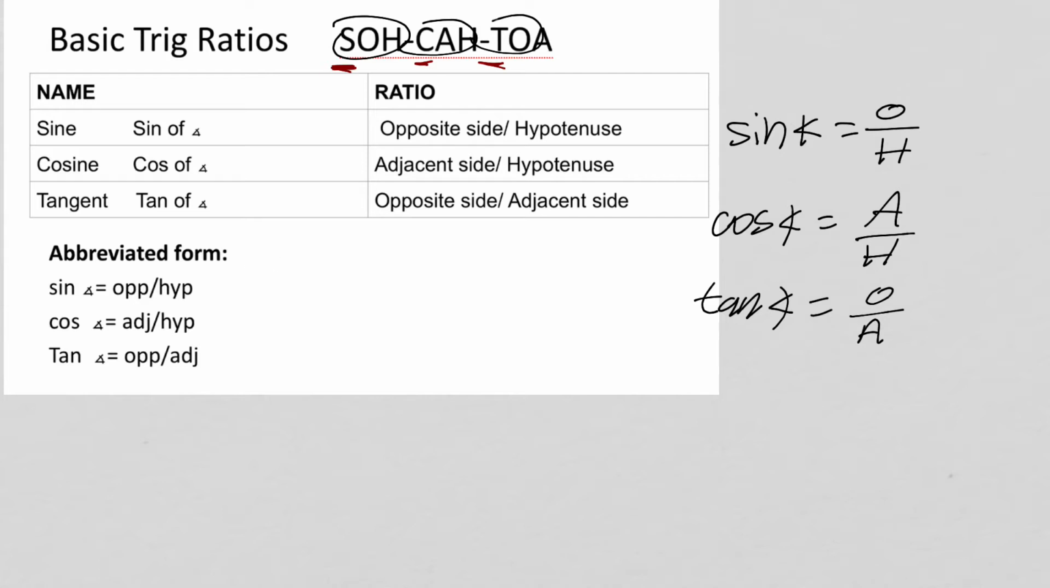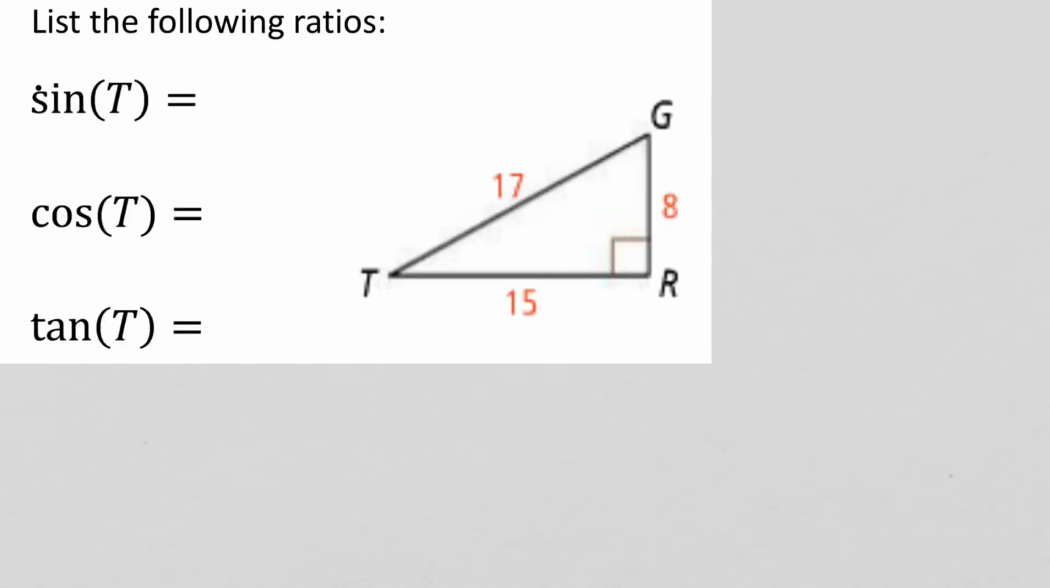Ignore that, we're going to talk about that in the next slide. All right, so let's see how we're going to use this in a right triangle. Here's this picture of this triangle, GRT. They have different sides here on that right triangle. All I'd like you to practice right now is how to get the ratios first. And then we'll be using our calculator.